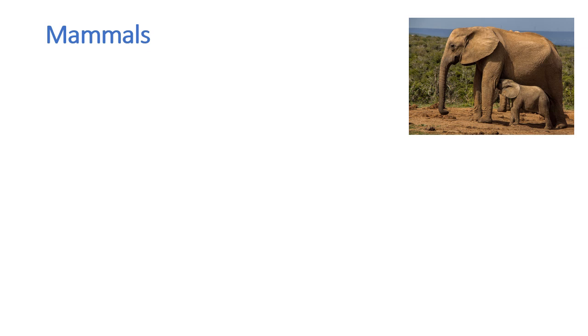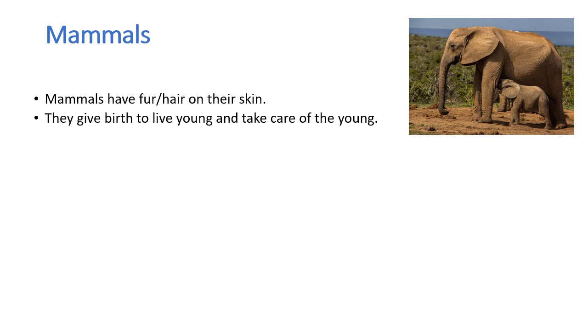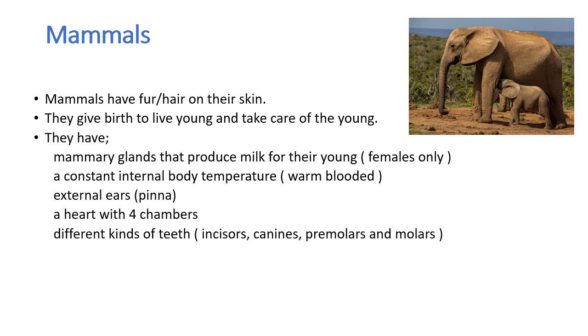The next group of vertebrates is mammals. Mammals are classified using the following features. Mammals have fur or hair on their skin. They give birth to live young and most of the mammals take care of their young. Here are some other features that help us to categorize mammals.